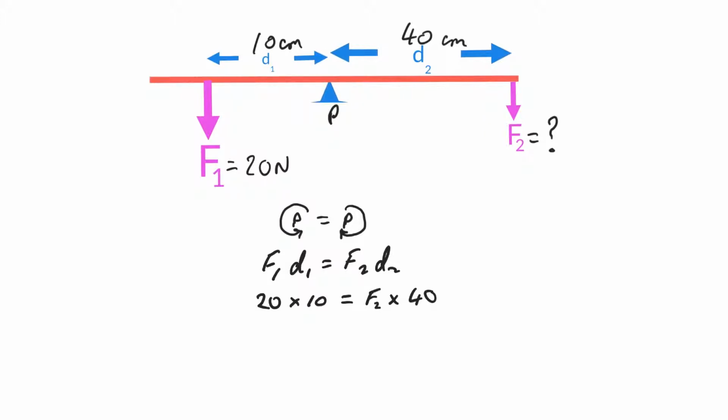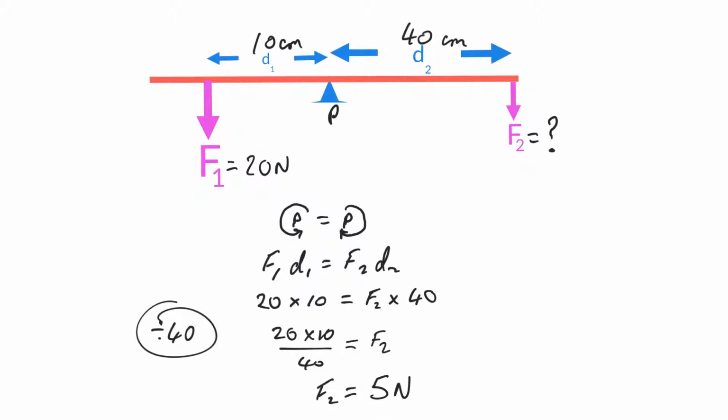We need to divide both sides by 40 to get F2 on its own. So we get 20 times 10 over 40 equals F2. And 20 tens are 200, and 200 over 40 gives us F2 equal to 5 newtons. And we can just check that the moments are balanced, because 20 times 10 here is 200, and 40 times 5 is 200. Sorry, 5 times 40, if you put them in the correct order. So the moments are equal, and they have to be for it to be balanced.